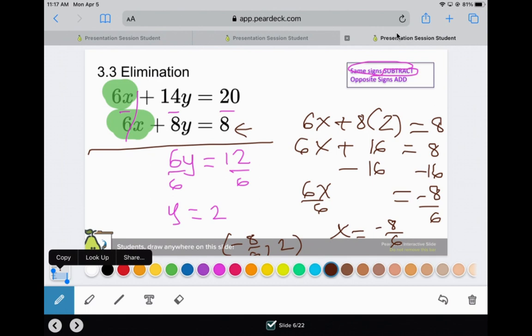So step number one, I'm looking for the same coefficient. If they are the same, that's the one that I want to cancel. Question for me in this example?